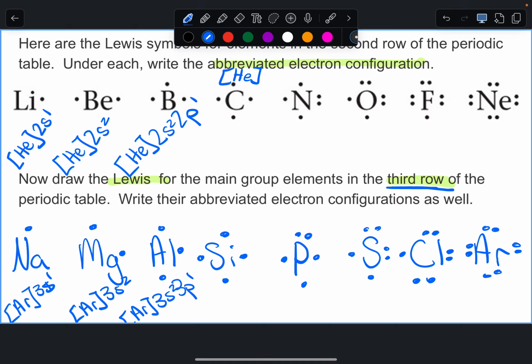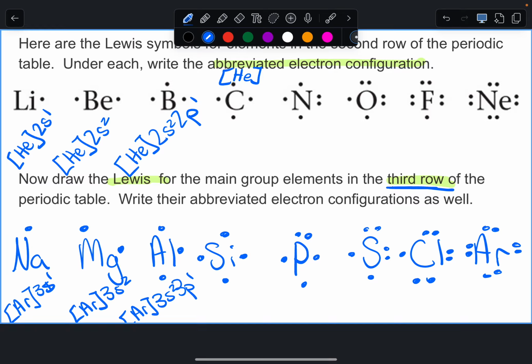Magnesium, I drew them top and side, and this is side and side, okay? That doesn't matter. The number of them matters, and then where they are paired and not paired. So for magnesium, this would not be correct. Don't pair them up until you have to, okay? So go around the circle, 1, 2, 3, 4, then start pairing them up, okay?